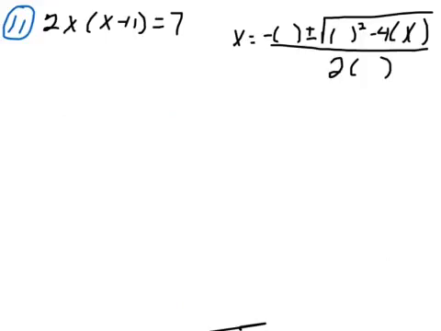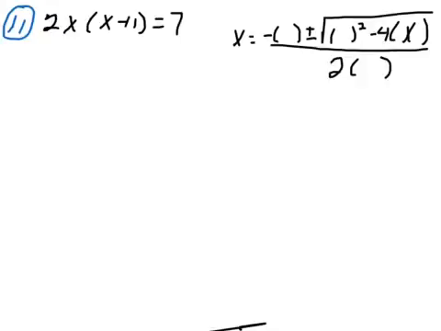Okay, number 11, we're also supposed to solve this equation using the quadratic formula. So I've gone ahead and I've written the quadratic formula over there. I've just left spaces for the a's, the b's, and the c's, okay? Now, before I can do that, I got to get this in the form ax squared plus bx plus c.